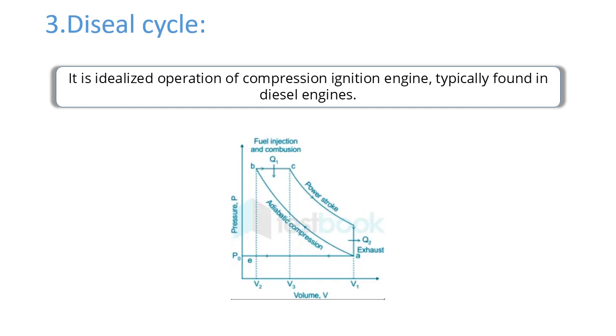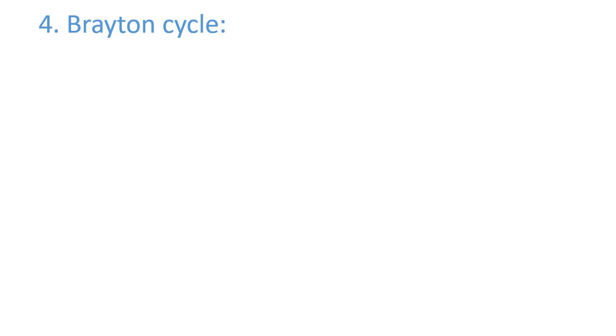Second is compression. In compression, air is compressed in the combustion chamber. The third is ignition process. Fuel is ignited in the compressed air. The fourth process is expansion. The hot gas expands and forces the piston to move up in the cylinder. The fifth process is exhaust. The exhaust is released.